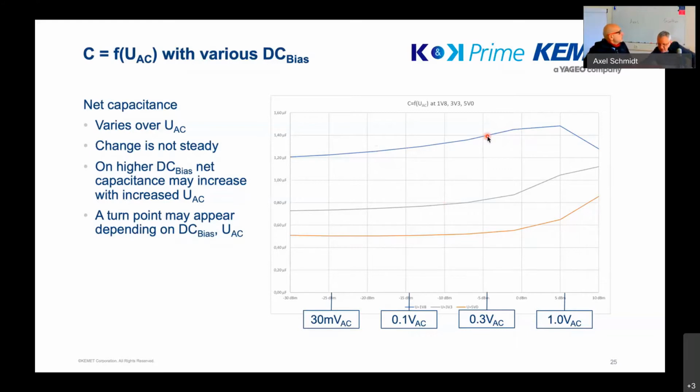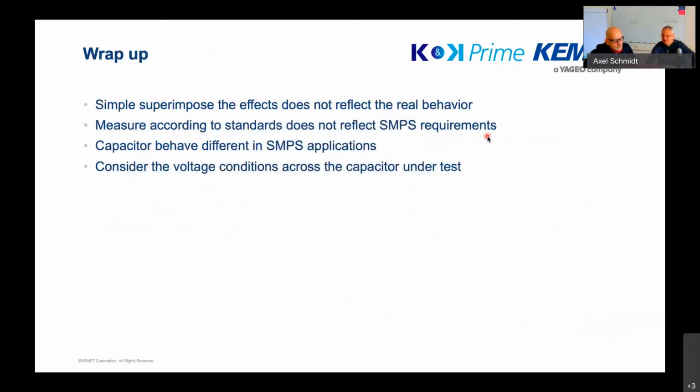Okay, so that's the wrap up. If you just superimpose the different behaviors of all these given things from the manufacturer, it does not reflect the real behavior of your capacitor in that schematic. Some, like the DC bias and the AC ripple, even help you in your schematic to not drop the capacitance. It's increasing the capacitance. How much? How's the behavior? It's always a little bit different.